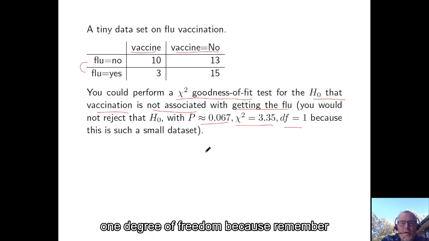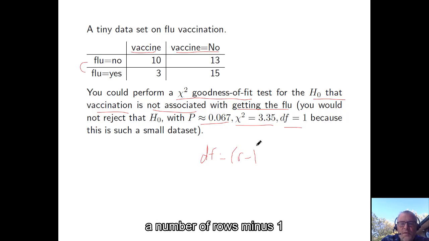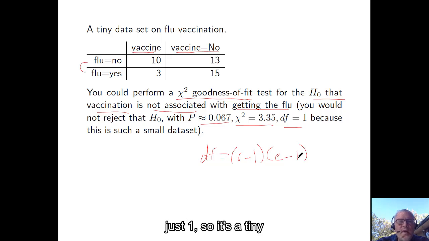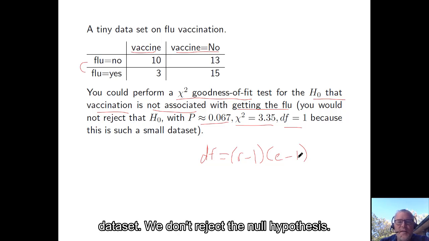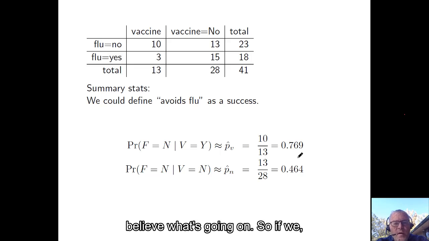There's 1 degree of freedom, because remember the degrees of freedom for the contingency test is the number of rows minus 1 times the number of columns minus 1. So there's 2 of each. So 2 minus 1 times 2 minus 1 is just 1. So it's a tiny data set, and we don't reject the null hypothesis. We can think about some summary stats that we might use for conveying to readers of the work where the data sort of leads us to believe what's going on.